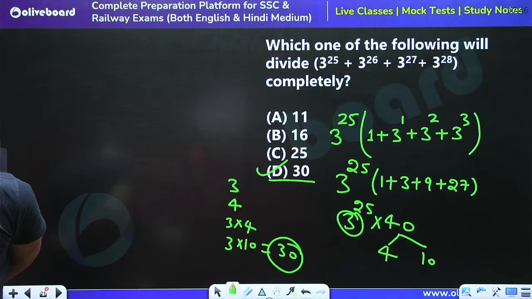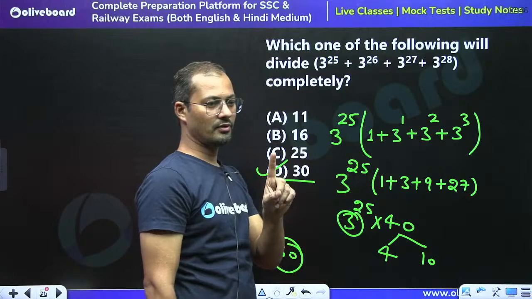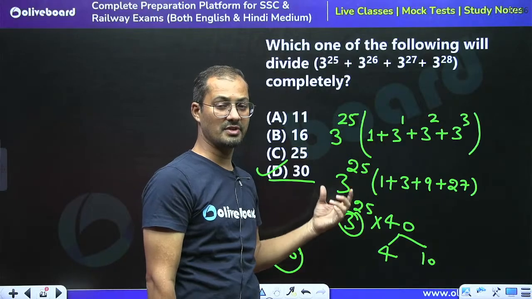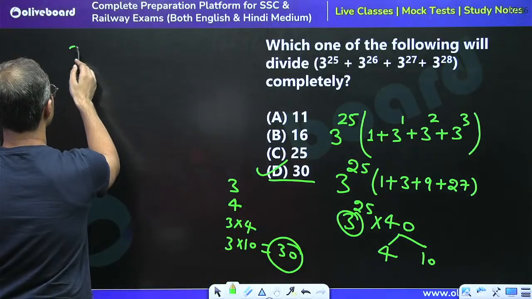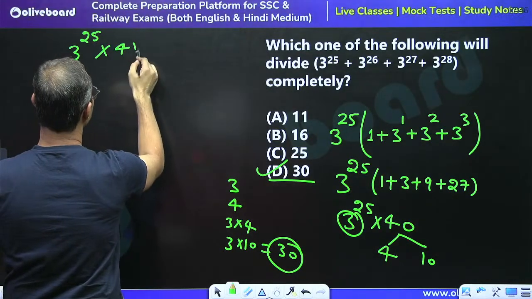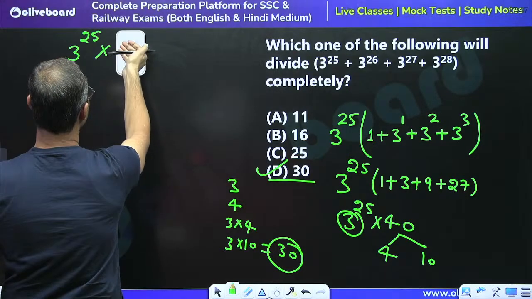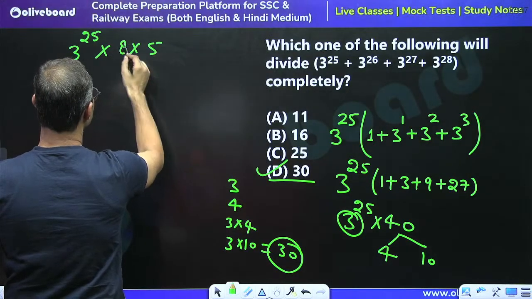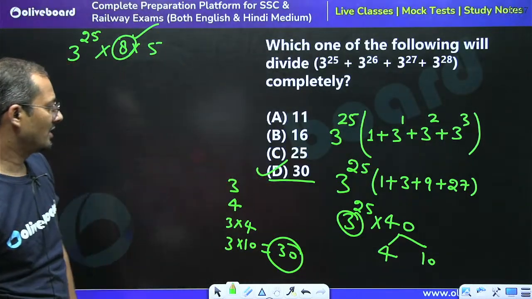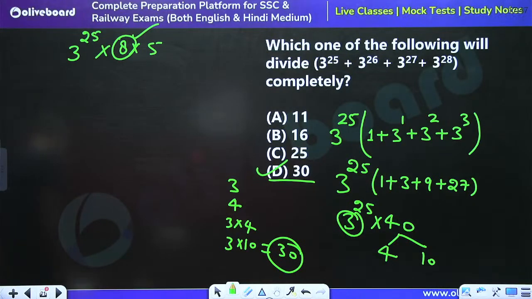Multiple of 4, no. We are having only one 4, we are not having 2 fours, so 16 is not possible. If a number is divisible by 16, it must be a multiple of 16, but this is not a multiple of 16 because the common factor is 3 to the power 25, so all are odd values. 4 into 10, or 8 into 5, so we are having only a multiple of 8, not 16. That's why 16 is not correct. Only 30 is the correct answer.